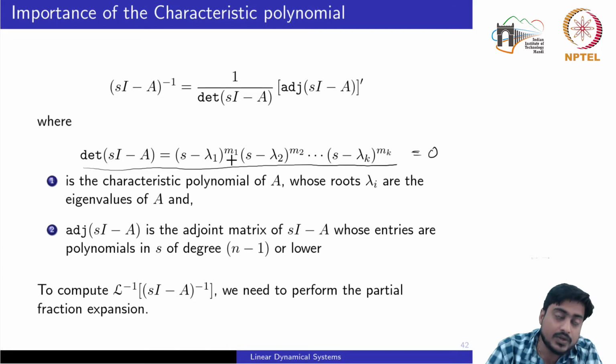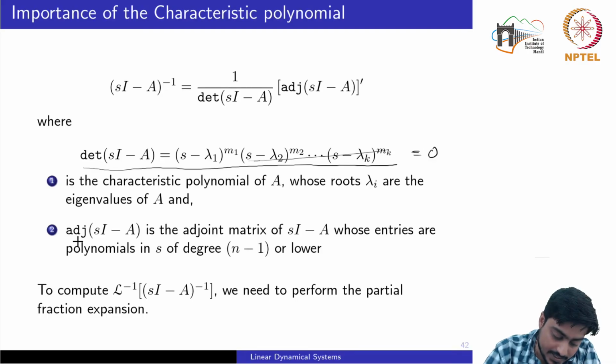Now the idea of denoting this m1 and m2 is that there could be two eigenvalues at the same location. Let's say all this part is equal to 1, and here we have m1 equal to 2. It means that we have two eigenvalues at lambda 1. This is the reason we are defining this multiplicity.